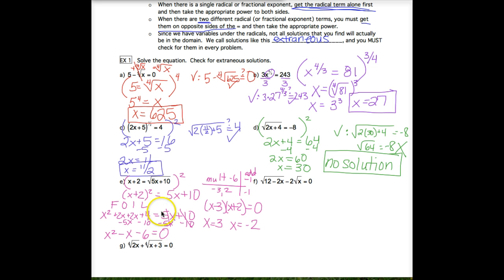Now, on my check, you've got to check both of them. So plug it in. On the 3, I get 3 plus 2 equals square root. 5 times 3 is 15, plus 10 is 25. So is 3 plus 2 equal to the square root of 25? Yes, it is. Try the negative 2. Negative 2 plus 2 equals square root. 5 times negative 2 is negative 10, plus 10 is 0. Negative 2 plus 2 is 0. Square root of 0 is 0. So both of these work.